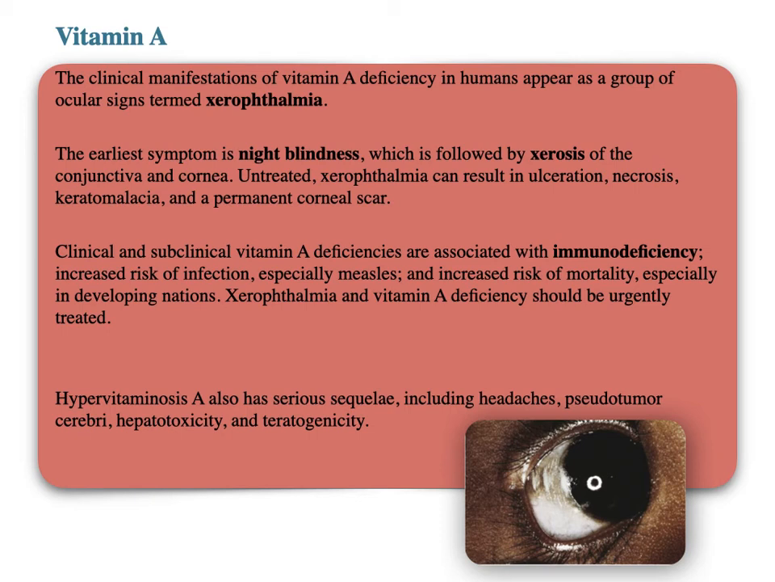In addition to the ocular signs, clinical and subclinical vitamin A deficiency are associated with immune deficiency. The patient will have increased risk of infection, especially measles, and increased risk of mortality, especially in developing nations. Xerophthalmia and vitamin A deficiency should be urgently treated. On the other hand, hypervitaminosis A also has serious sequelae, including headaches, pseudotumor cerebri, hepatotoxicity, and teratogenicity.